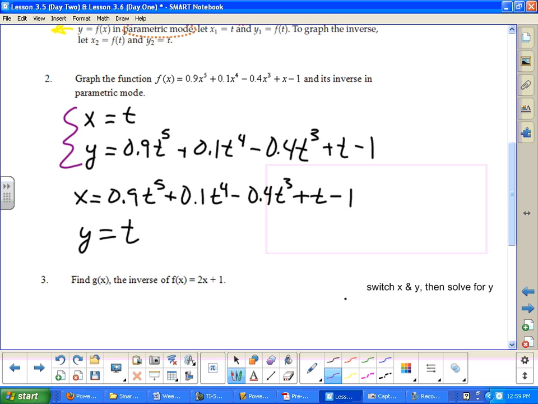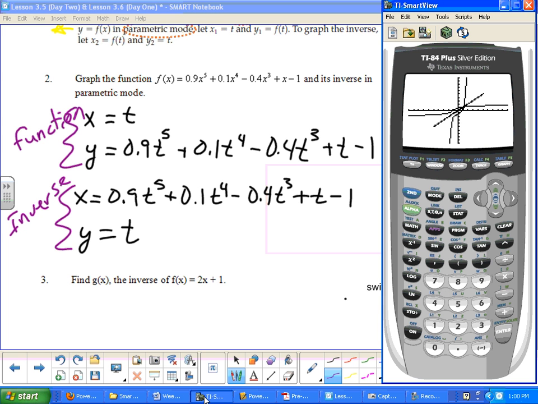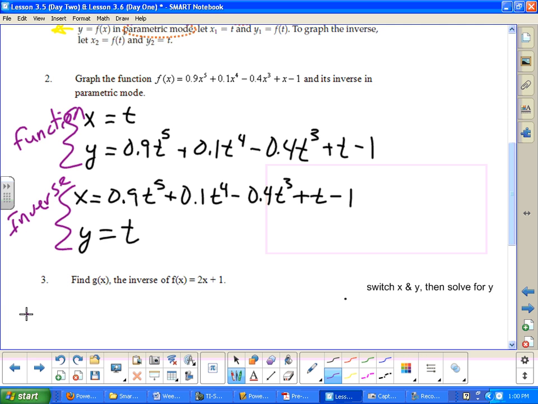So here's my function, and here's the inverse. Is this inverse a function? In this case, is this a function? Let me get rid of the line y equals x. There's the function. Is that inverse a function? Yes, it is. Okay. All right.